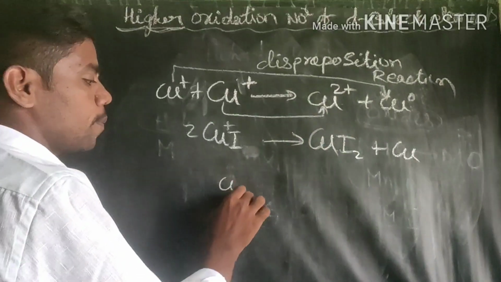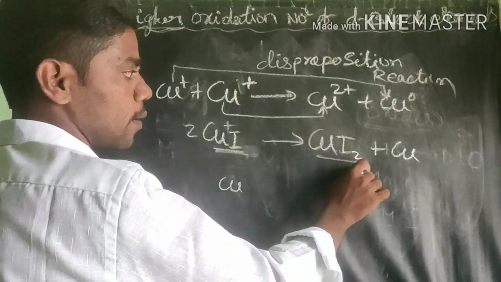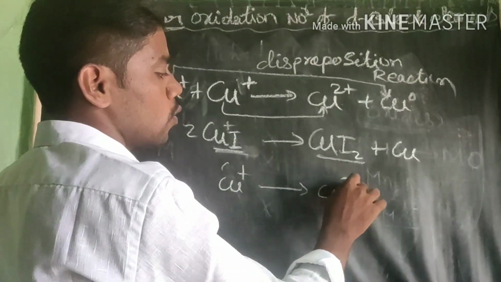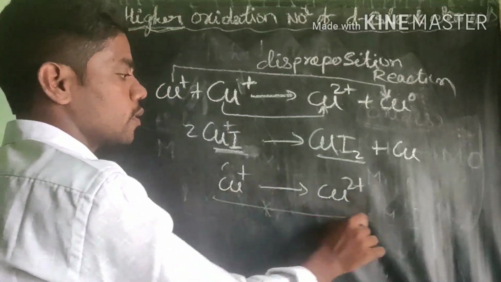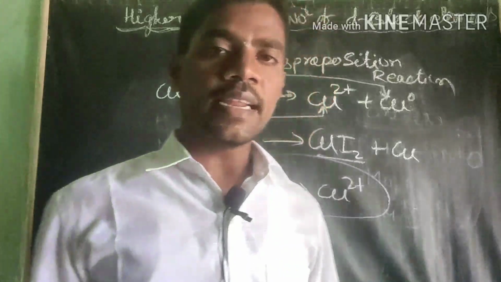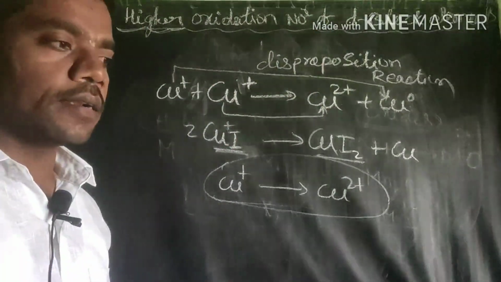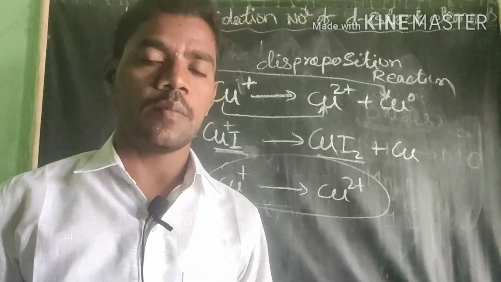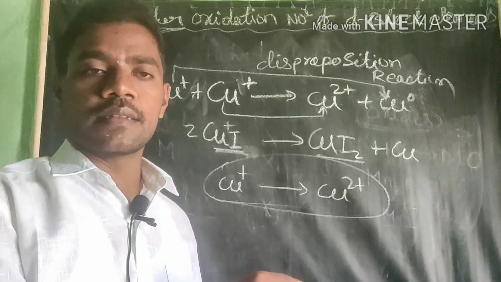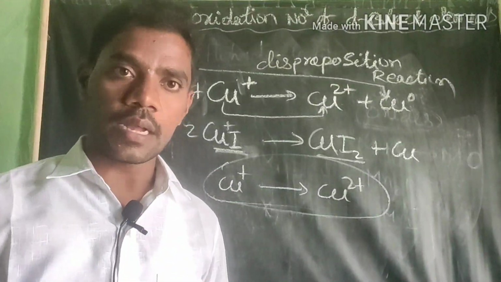Therefore, the copper monohalide is converted to copper dihalide. Copper +1 oxidation changes to copper 2 plus oxidation state. This is what we are learning the higher oxidation states for. For the sake of understanding only, almost all of the d block elements show variable oxidation numbers. That's why they form compounds with higher oxidation numbers.